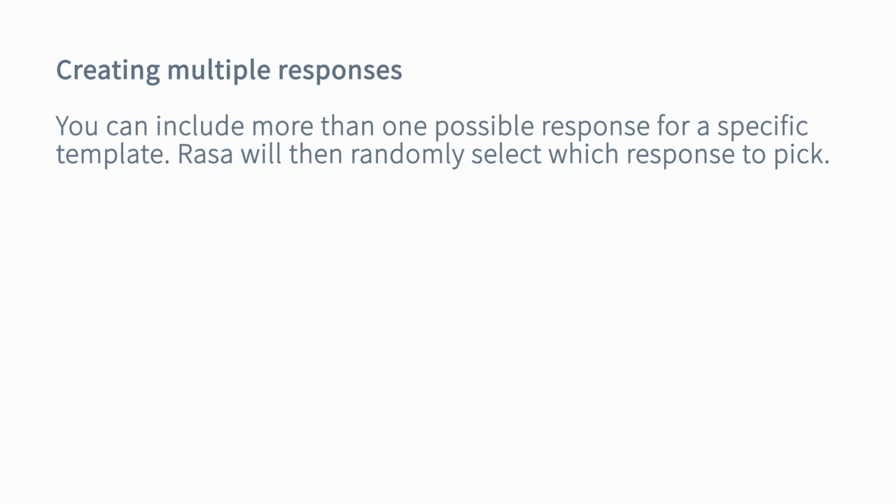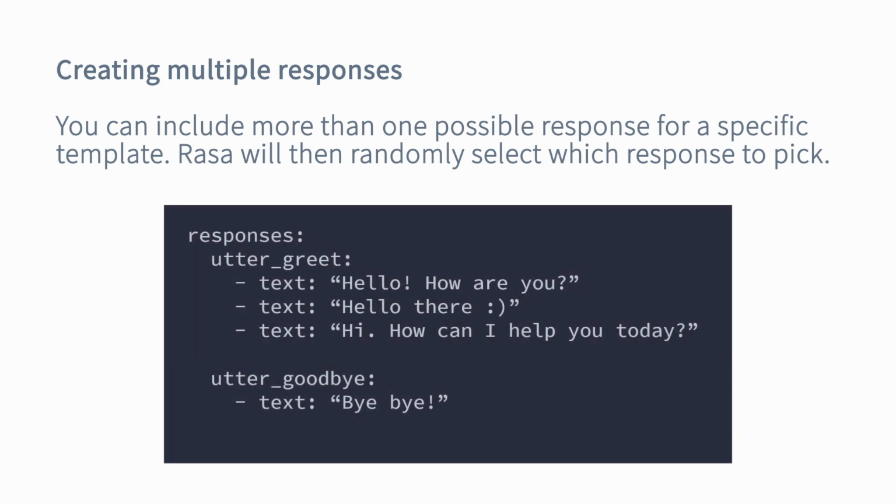The easiest way to make your assistant's responses more interesting and dynamic is creating multiple responses for specific templates. You can define more than one possible way of how an assistant would, for example, greet the user. And you can do that by defining a few possible messages that an assistant would send back to the user when utter greet will be predicted. Rasa, under the hood, will randomize which message to send back to the user when this specific response is predicted. This will make the interactions with your assistant more interesting and natural.